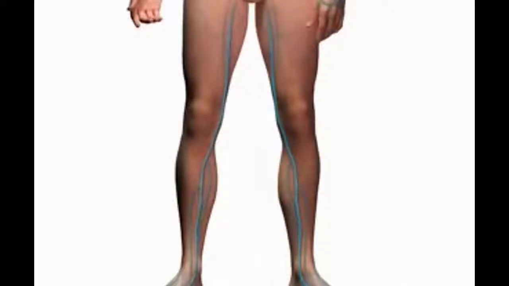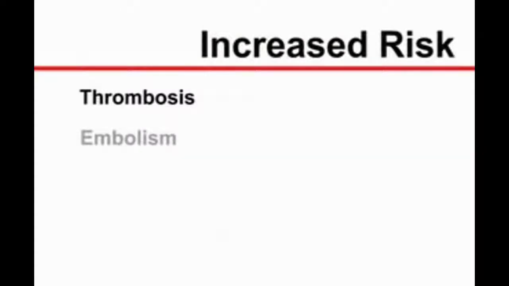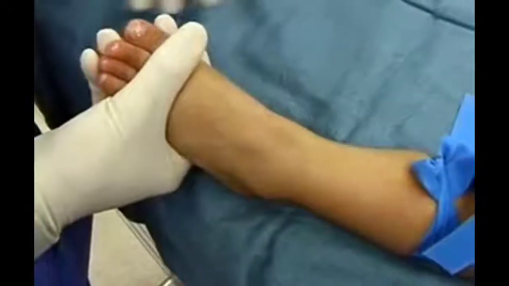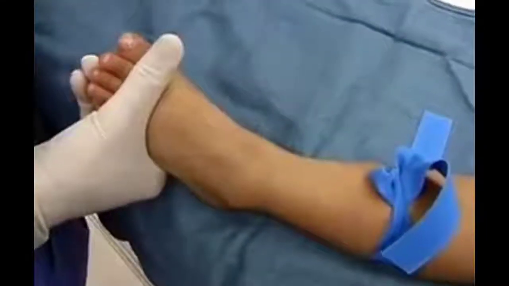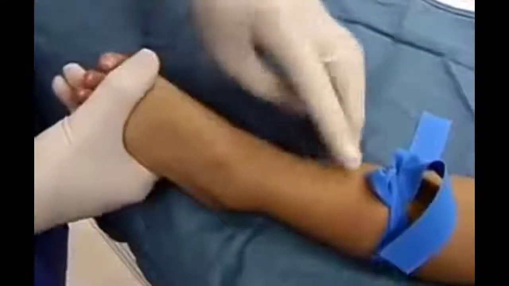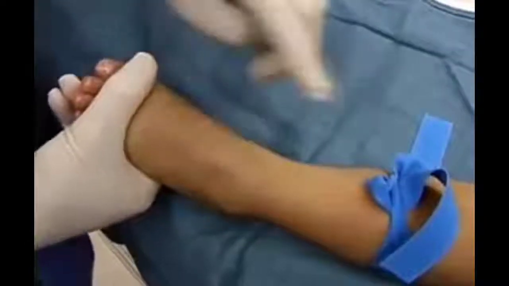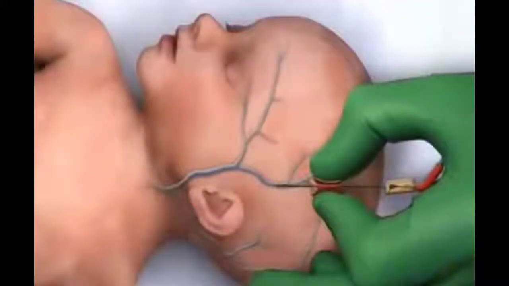Cannulation of lower extremity veins is associated with a higher incidence of thrombosis and embolism as compared with upper extremity veins. This risk is lower in children and infants. Therefore, the veins of the legs and feet are an acceptable alternative when cannulation of the upper extremities has failed. Other alternative intravenous cannulation sites include scalp veins, used in neonates and young infants, and the external jugular vein.